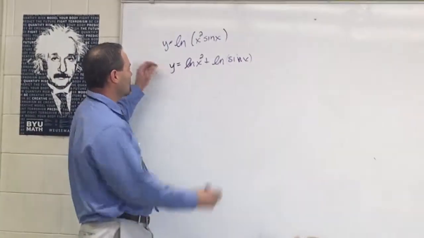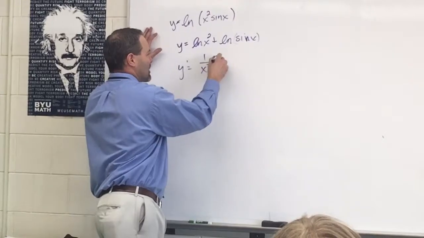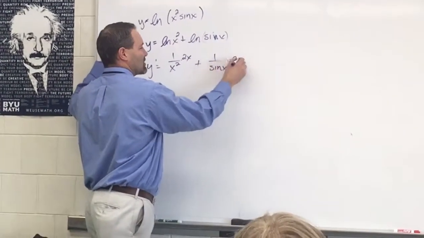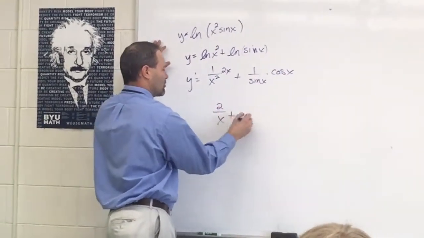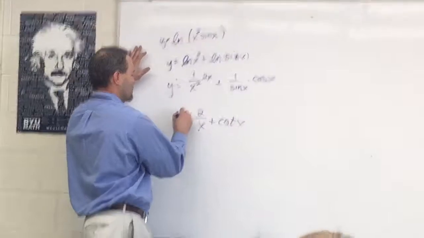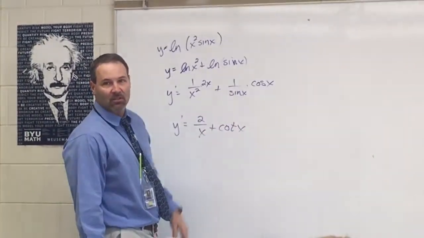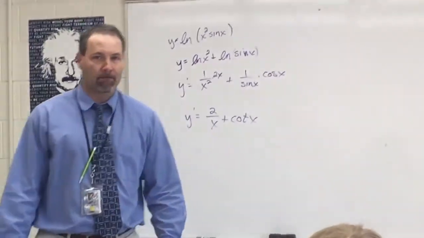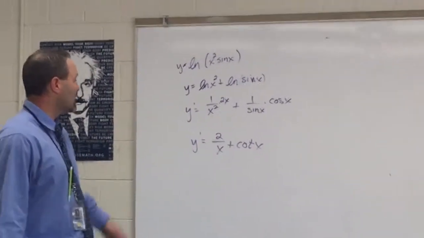Okay, so now we could just do y prime would be 1 over x squared times 2x, plus 1 over sine x times cosine x, so it's 2 over x plus cotangent x. Since we rewrote it using our log properties, it becomes a very simple derivative. Yep. Could you just put the 2 in front of that? Yep, that's another way we could have done it. Yep, and you would have gotten the same thing.